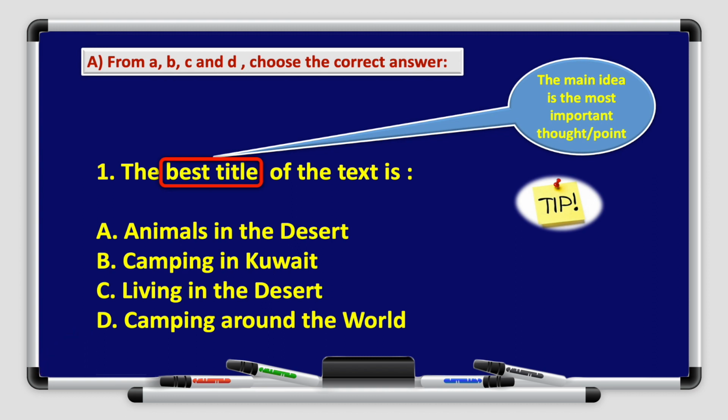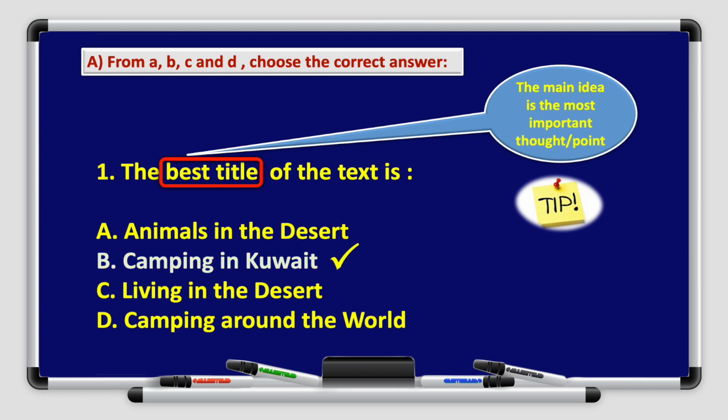So the best title here, for a tip, the main idea is the most important point or thought of the text. What is the idea that the text revolves around? It's B. We talked about camping in Kuwait. So camping in Kuwait is the best title for the text.